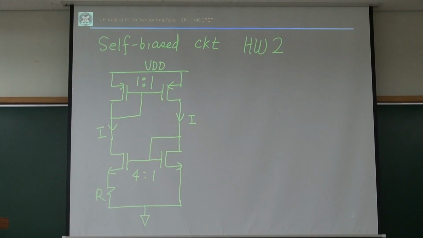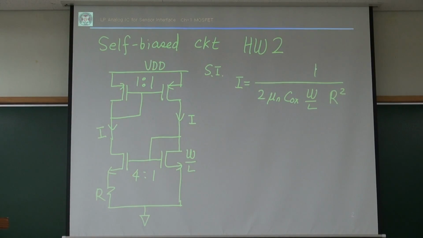Yeah, we'll talk about the self-bias circuit. Homework number 2. Basic circuit is this. PMOS current mirror and the NMOS current mirror. But NMOS current mirror has a resistor in the opposite side of a diode. Okay? Then, when the transistor works in a strong inversion, then current should be around 2 mu Cox W over L. This W over L is actually this W over L. Okay, R square.